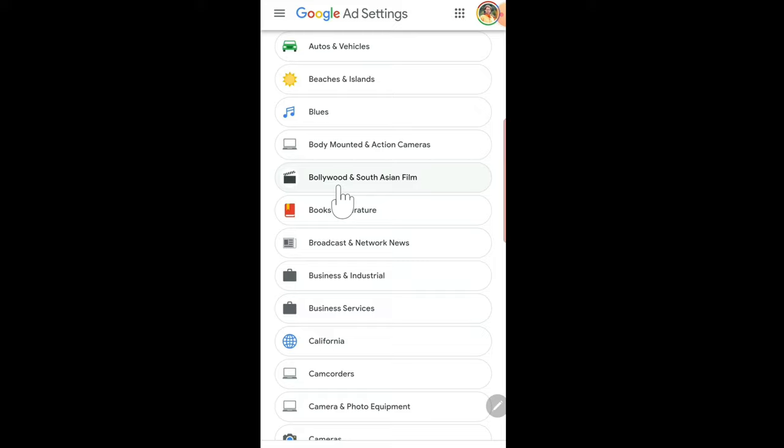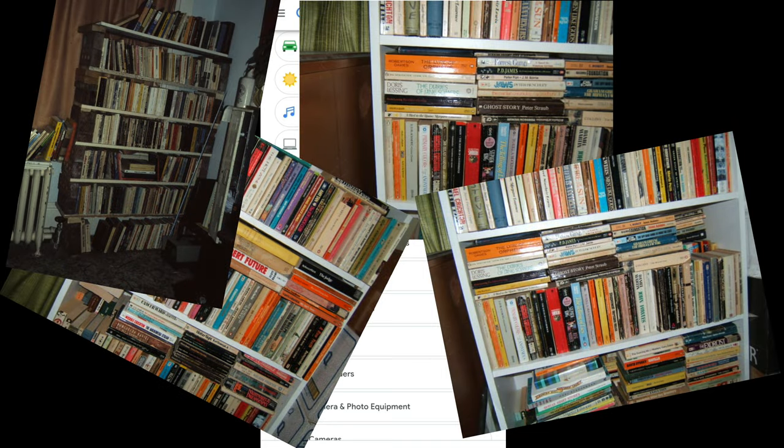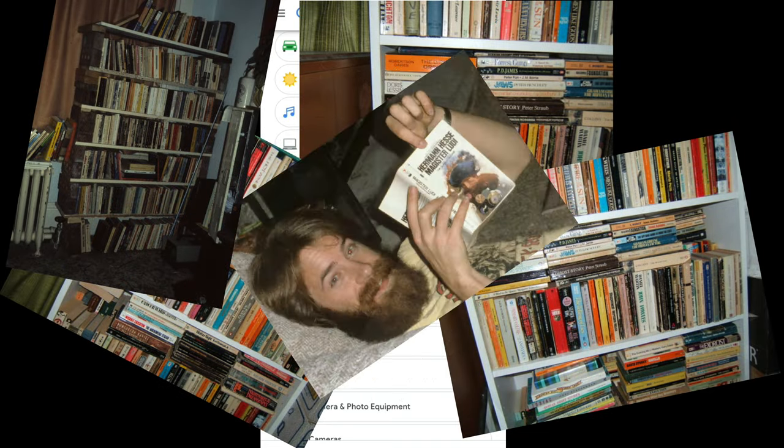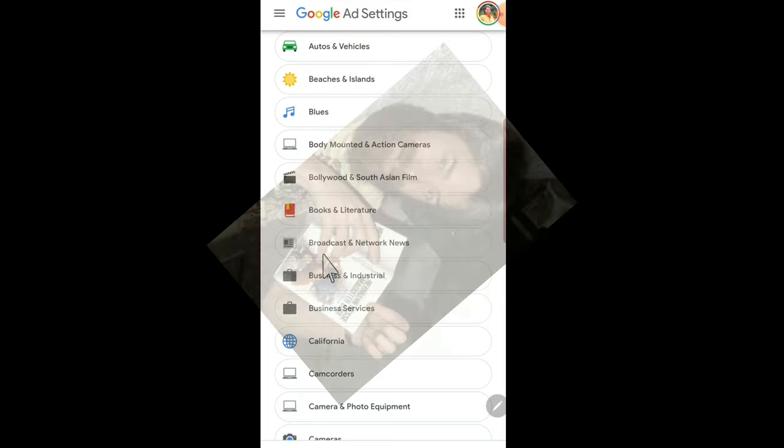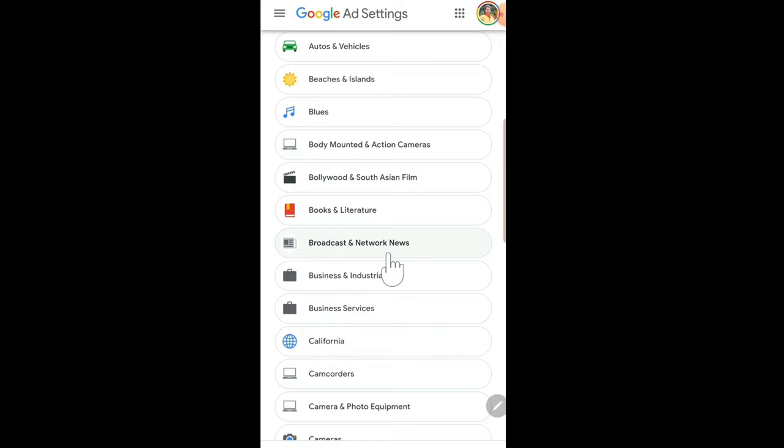There are some very interesting movies coming out of India, so I track them down when I can. Books and literature? I don't read as much these days as I used to. I have been a big reader in my life, just not lately, but it makes sense that Google thinks I'm interested in this. Broadcast and network news?